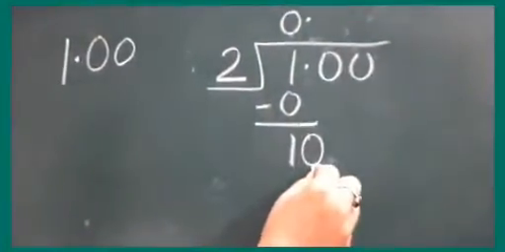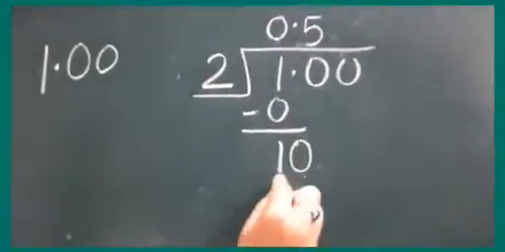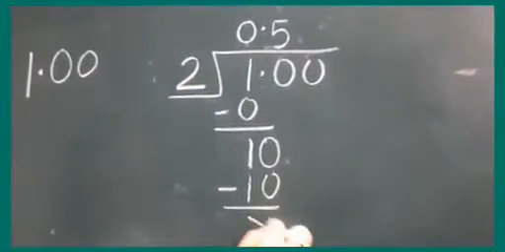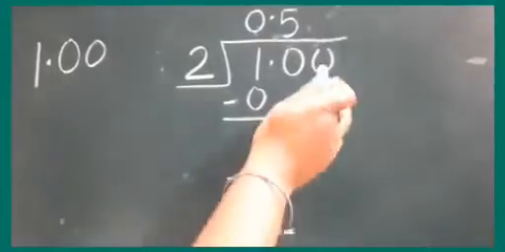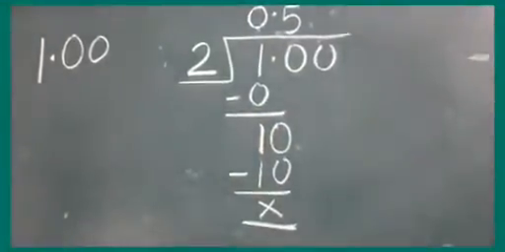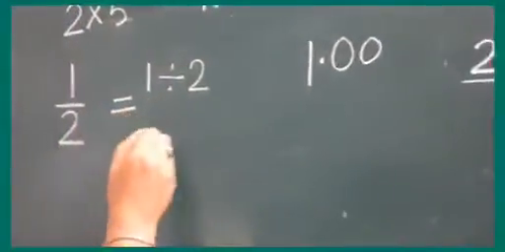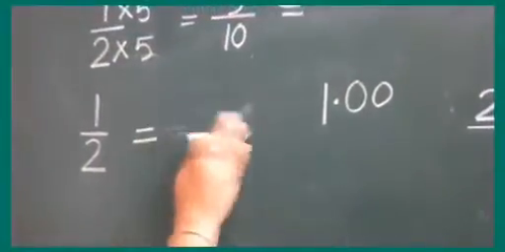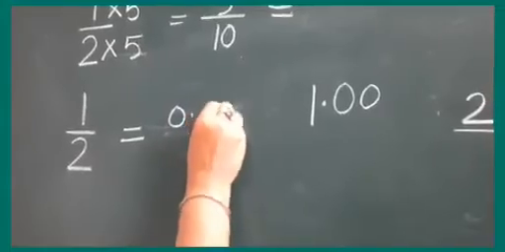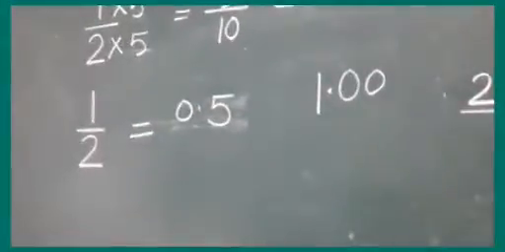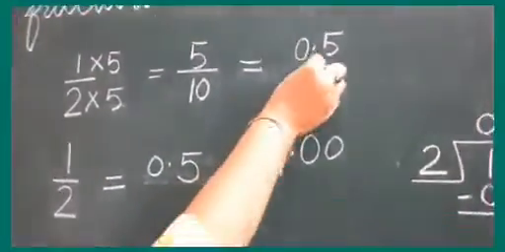Now this number becomes 10. In the table of 2 we have 10 at 5. So 2 5s are 10. And the remainder is 0. Since this is an extra 0 which is not required over here, my answer is 0.5. So I can simply write this as 0.5. Now you can see that in both the methods my answer is the same.